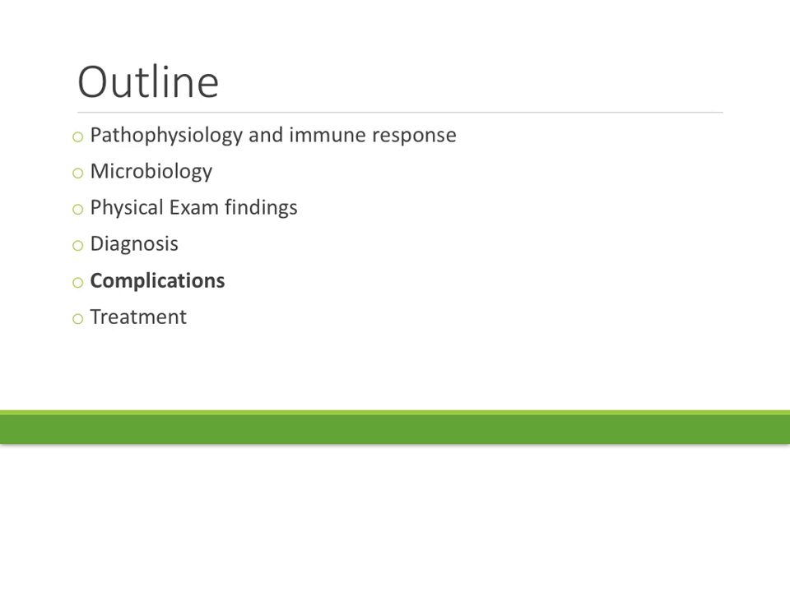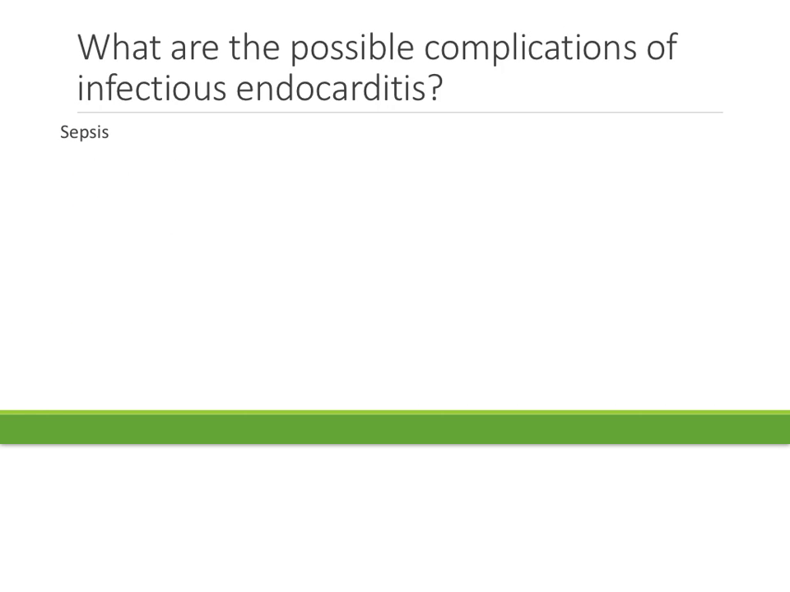Awesome, we got through the diagnosis. Let's go into the complications of endocarditis. There are a lot of them. The first is that the patient can just be frankly septic. And then there are all sorts of embolic events that can occur as vegetation breaks off.